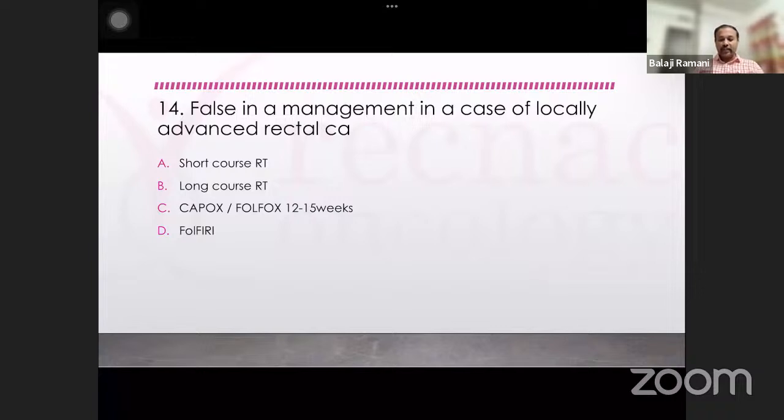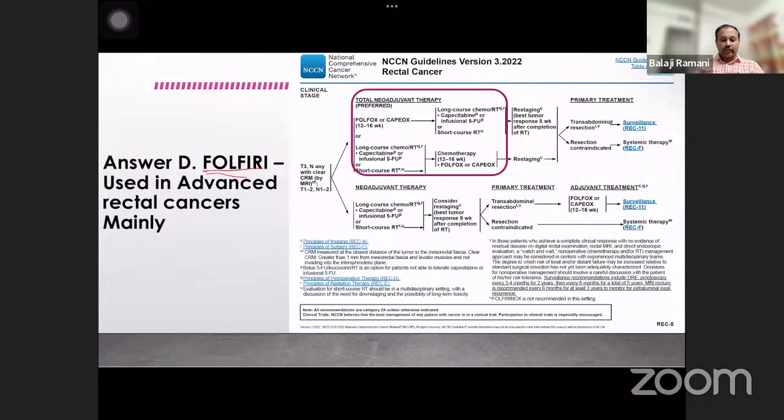So, falls in the management of locally advanced rectal cancer. Short course RT, long course RT, K-pox or Folfox for 12 to 15 weeks, or Folfiri. The answer is, of course, Folfiri. So Folfiri is traditionally used only in your advanced rectal cancers. So the management today, as far as rectal cancers are concerned, is where you plan for something like a total neoadjuvant therapy. Okay, the current modality of treatment is going to be a total neoadjuvant therapy.